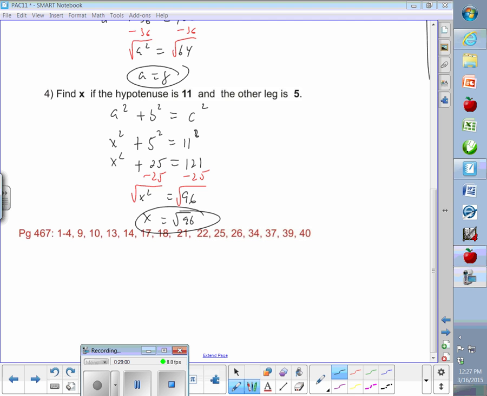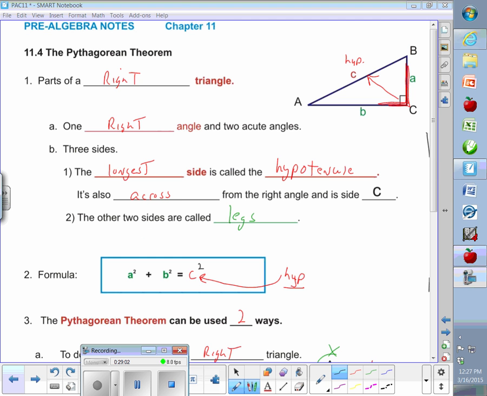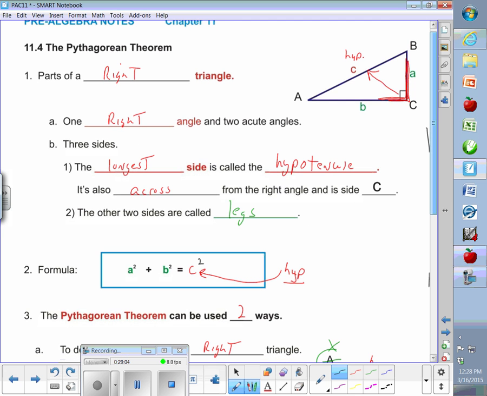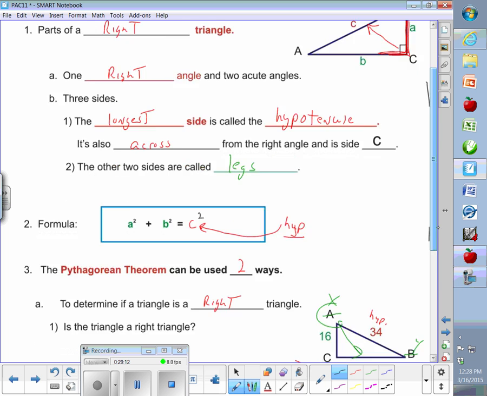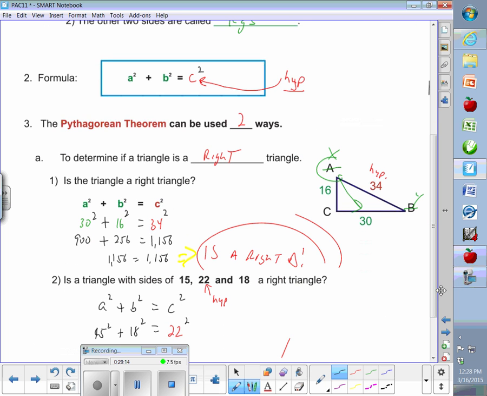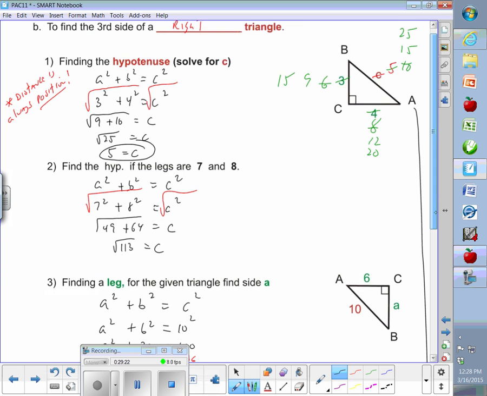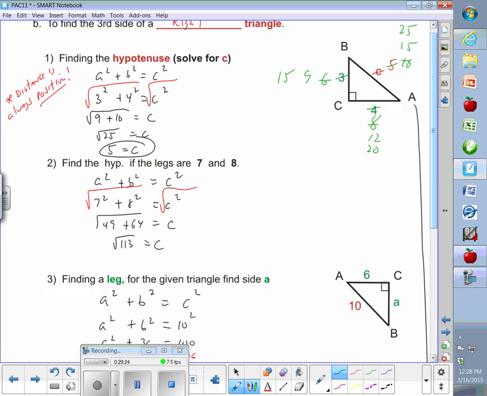Hang in there. So listen, you have to understand two key things. These are only for right triangles. You must memorize the formula. And remember, there's two ways we're going to use it. If it comes out true when we put in all the values, it's a right triangle. If not, it's not. And the other way is we can solve for a side. Keep those straight. You'll do both tonight. All right, now you can pack up.